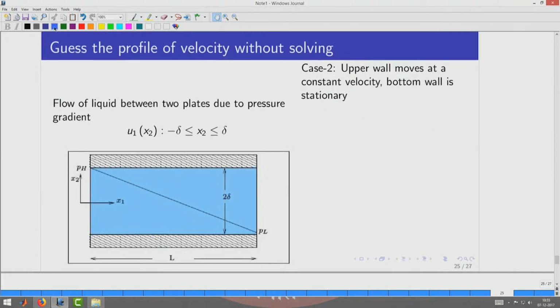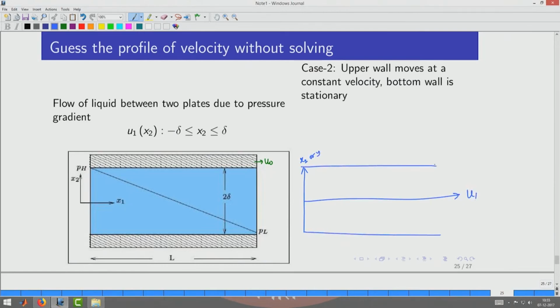So, what we are saying now is that in the same problem the upper wall moves at a constant velocity, which means that this is moving at u naught, and then the pressure drop is there. So, let us just see how the domain should look. Okay, so you have this as x2 or y, and this is the velocity u1 we are talking about, and this is the domain.